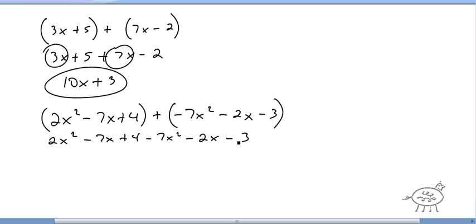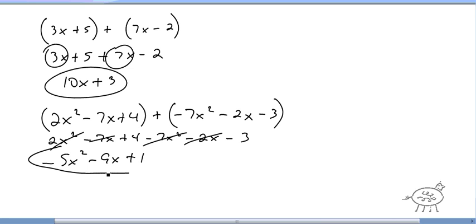So 2x squared minus 7x squared is negative 5x squared. So that takes care of those. Negative 7x minus 2x is negative 9x. So that takes care of those. And 4 minus 3 is positive 1. And that's your answer.